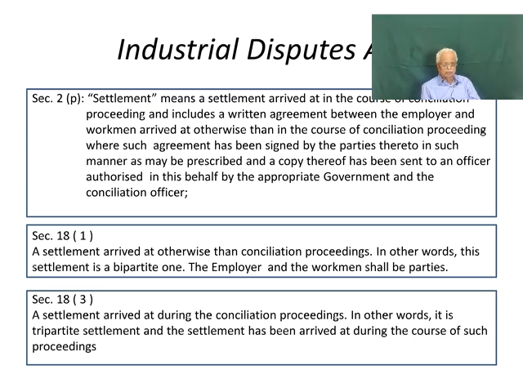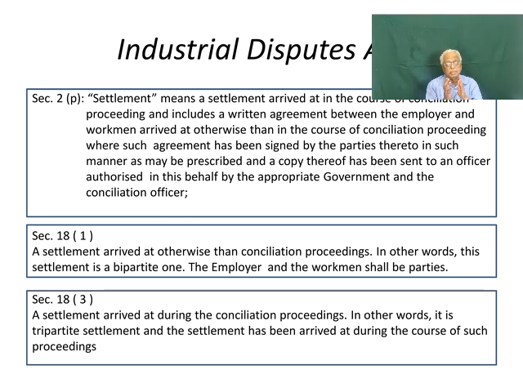Now come to settlement. So I told you already how the settlement takes place. There are two types of settlement. The settlement can be arrived at during the course of conciliation or outside conciliation. Let us say there is a dispute. Both management and union sit together and mutually discuss. They come to an understanding and they reduce the understanding into the form of a settlement under section 2P. Then it is called a bilateral settlement.